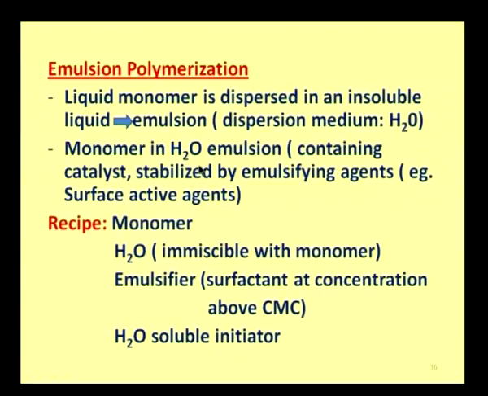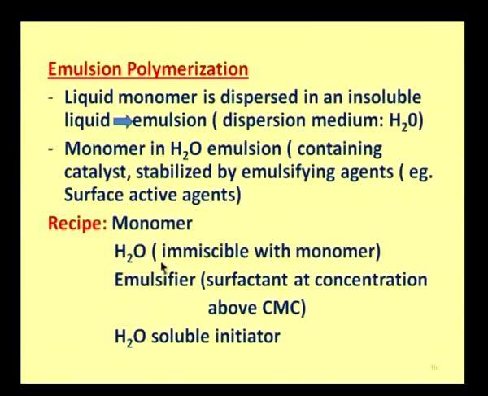Now the monomer is in the water emulsion, which also contains the catalyst, and is stabilized by the presence of the emulsifying agents, which are basically surface active agents, or shortly called surfactants. The role of the surfactant is to provide a stabilized condition. They play the role of emulsifying and make the monomer available in a dispersed form throughout the medium, your water emulsion.